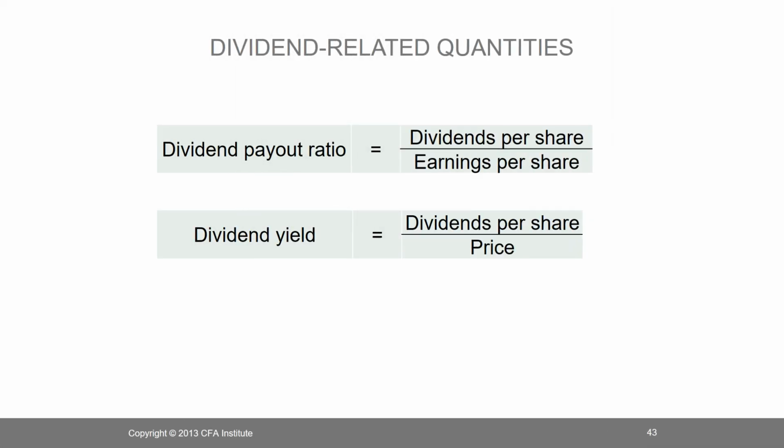Here we have two more valuation ratios that relate specifically to dividends. We have the dividend payout ratio and the dividend yield. The dividend payout ratio represents the percentage of earnings that the company pays out as dividends to the shareholders. It's calculated by dividends per share divided by earnings per share. So you can see how much of the company's earnings are actually returned to the investors. That reflects a company's dividend policy.